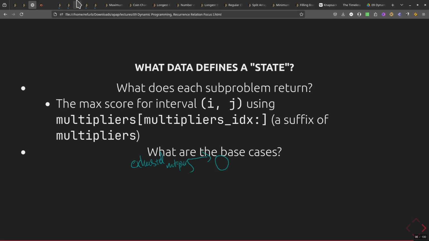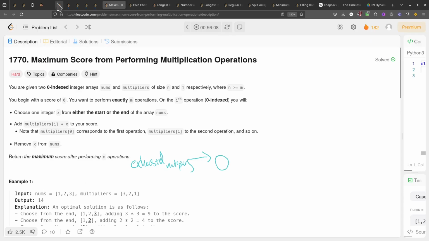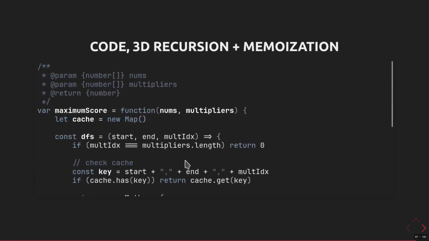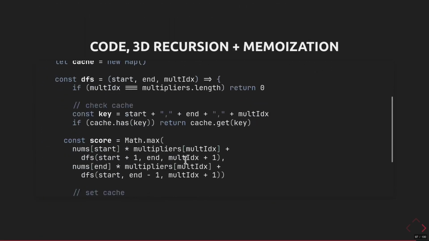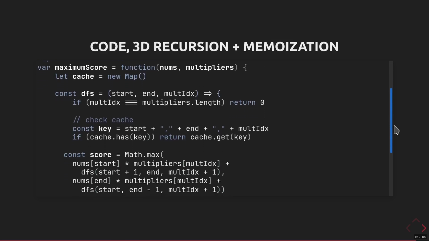What's very nice about this problem is that you never have to worry about nums exhausting before multipliers exhausts, so you don't have to write a base case for that. Okay? So I think this is all you need. And for this problem, I did this problem a long time ago, which is why you're seeing it in JavaScript and not Python, as I've done for a lot of these presentations.